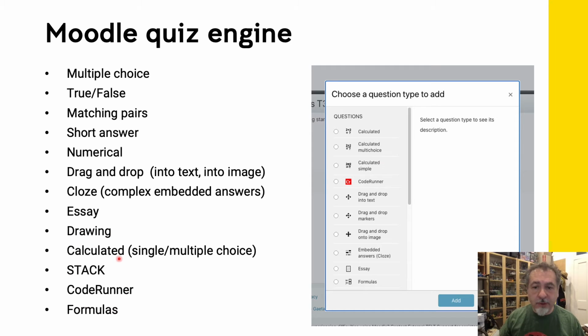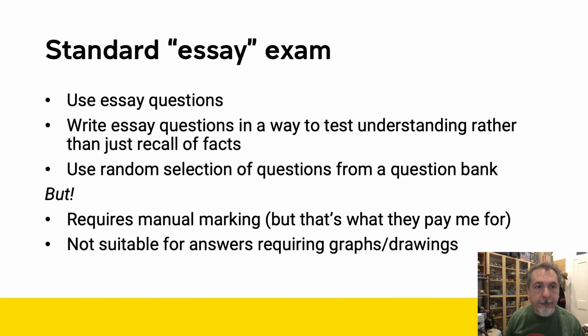And then you've got questions that use math. So you can have calculated, where the inputs of the question are generated randomly, and the students have to apply a formula to get an answer, which is tested. STACK allows writing formulas. That's good for maths. CodeRunner is good to write snippets of code, which are automatically tested. And the one that I'm going to focus on is Formulas, which is like the calculated question, but on steroids.